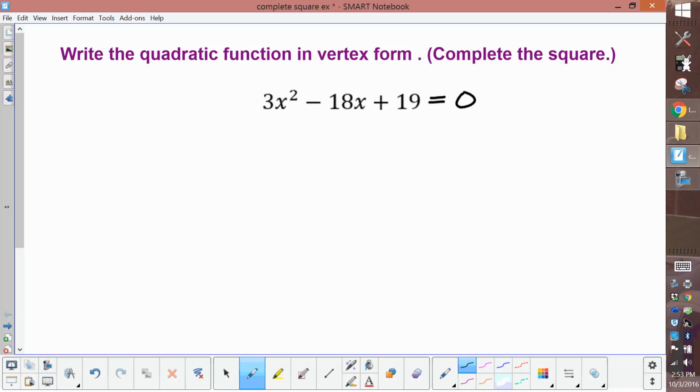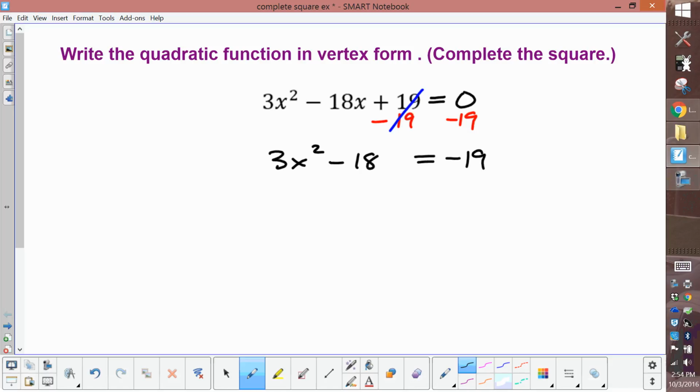All right, my first step is I want on the left side just the exponents like x squared and the single x, and I want to get rid of this positive 19. So the way I make this go away is I subtract 19 from both sides. I'll cross this out, and I'll go ahead and rewrite what I have left here. Now I have 3x squared minus 18x equals negative 19.